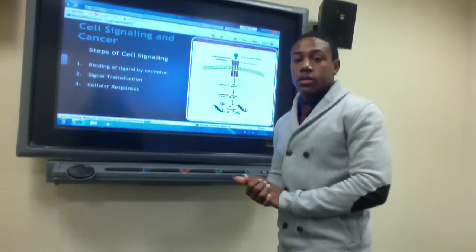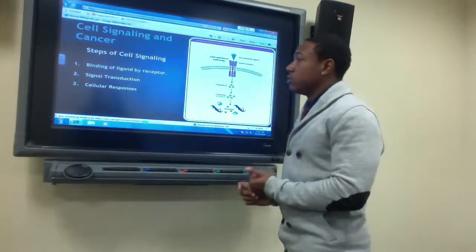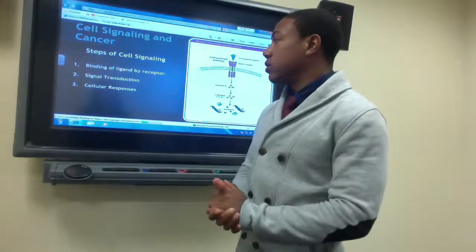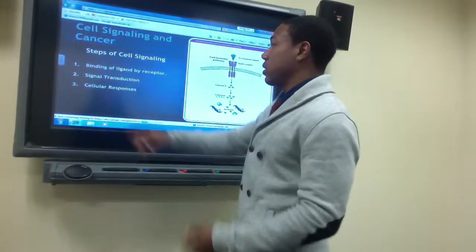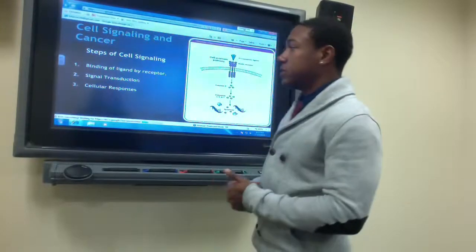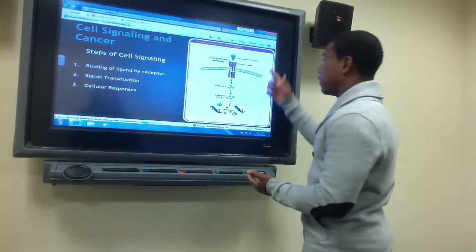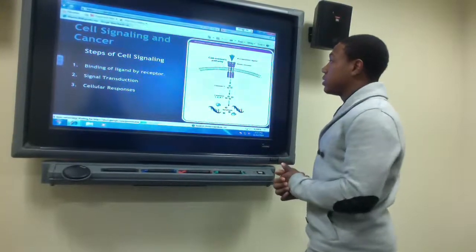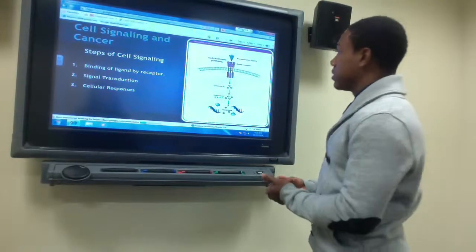Okay, so now I'm going to talk about how cell signaling relates to cancer. So here are the steps that we learned, the fundamental steps of cell signaling that we learned earlier this year. The binding of a ligand by a receptor, signal transduction, and a cellular response. As you can see, all of these happen right here within apoptosis, and apoptosis is cell death, which relates to cancer.